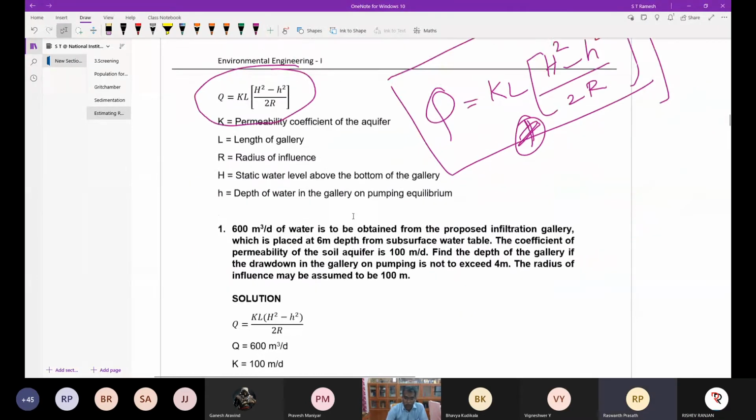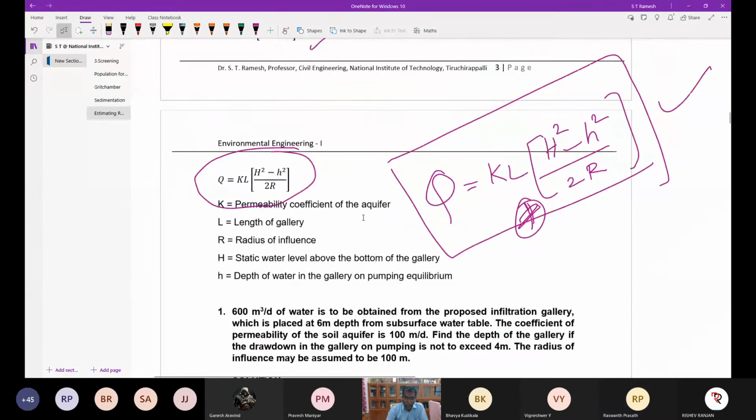Once you are familiar with the equations, I can play with any number of problems. If you refer to any textbooks, you are in a position to calculate Q. Once Q is known, you can calculate L, or if Q and L are known, you can calculate capital H, or the other parameters. You can solve five different sets of problems.